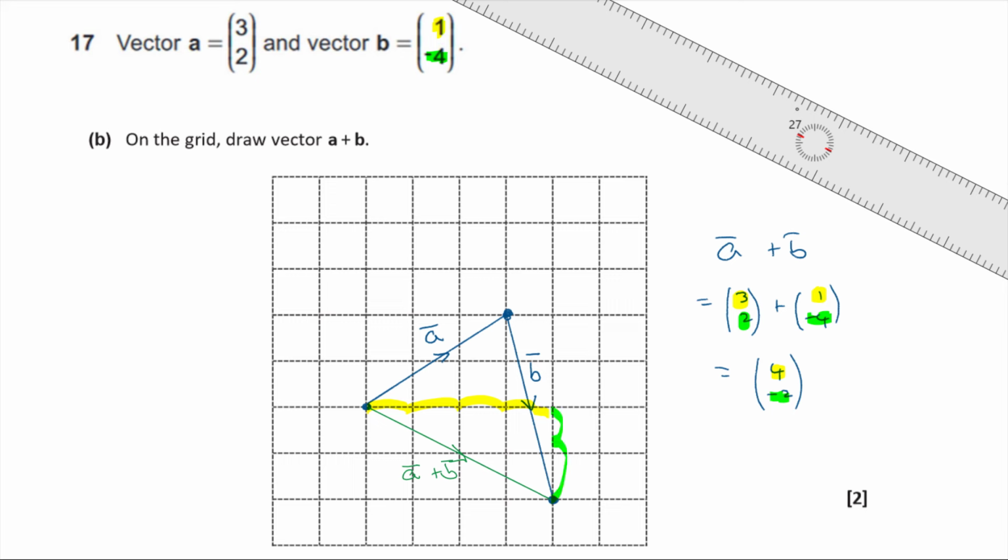So that's an alternative way of doing it. Instead of drawing one vector and then the other vector and then joining them up, you could have just worked it out with the column vectors instead and then drawn your resultant. Now, which is better? I don't know. Pretty much the same really. Whichever one you fancy.